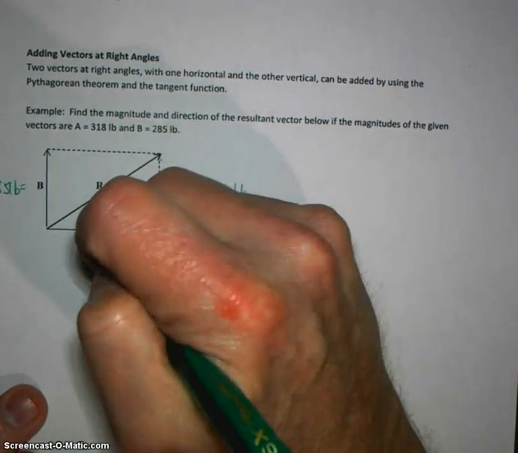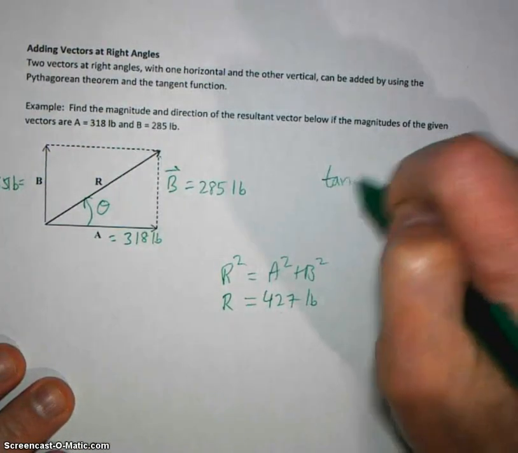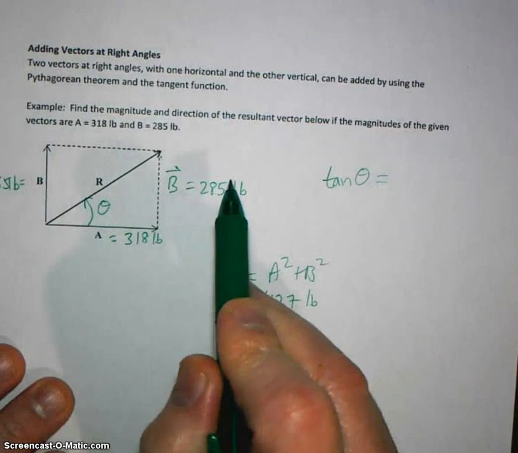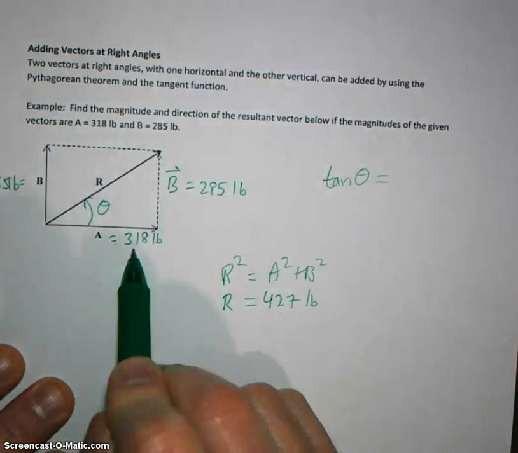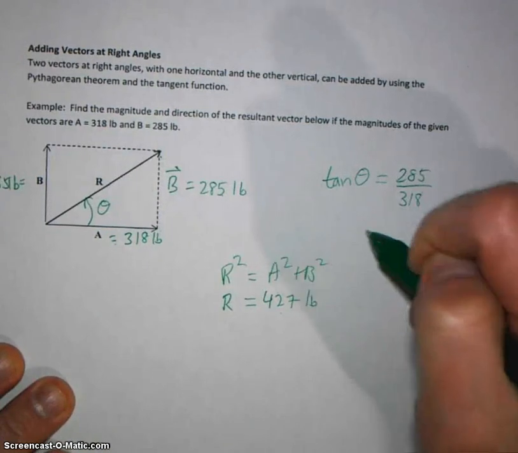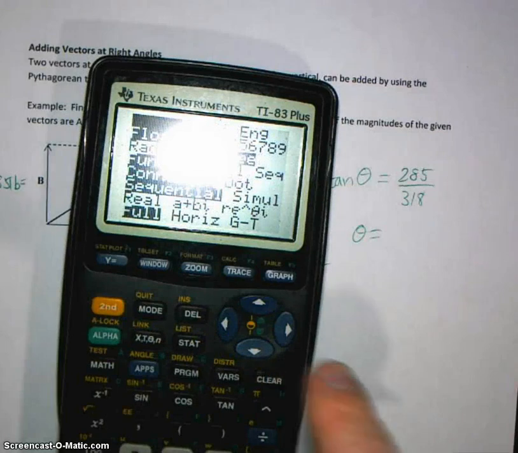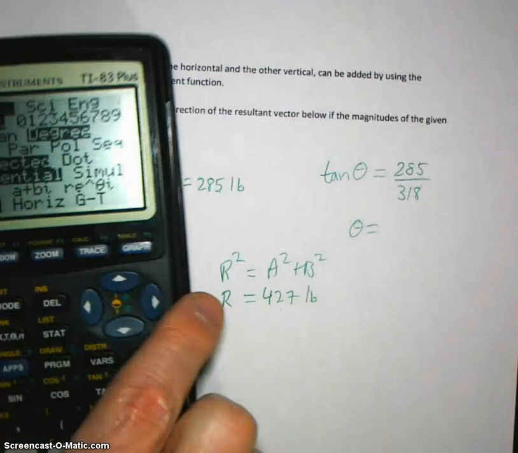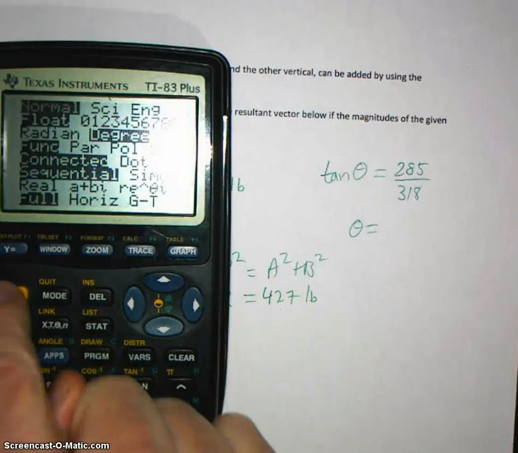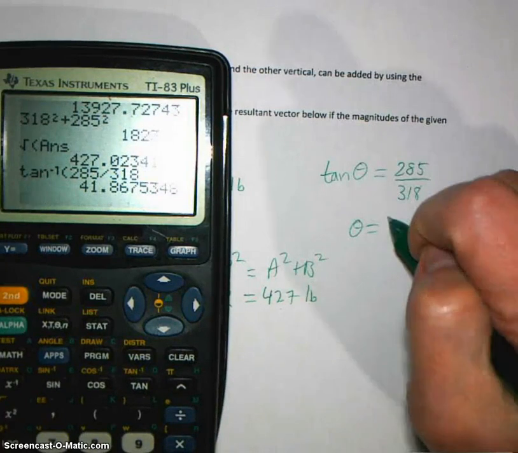And now we're going to figure out this angle, theta. Notice that tangent of theta would be B over A, opposite over adjacent. 285 over 318. So theta is, I gotta check. I suspect I'm in, I am in degrees mode. I was betting I was in radians mode, but I am in degrees, so that's good. So I'm going to do tangent inverse of 285 over 318, and we're going to call that 41.9 degrees.